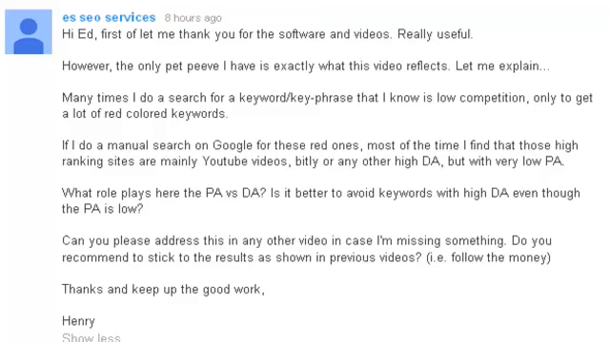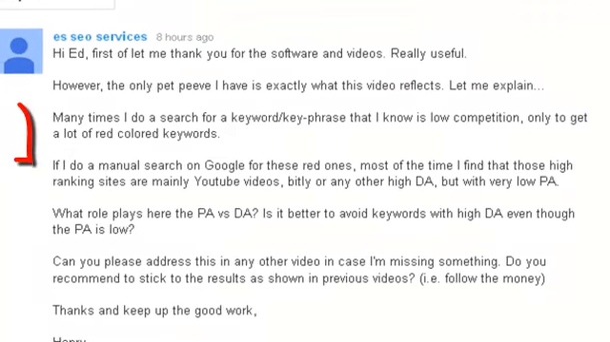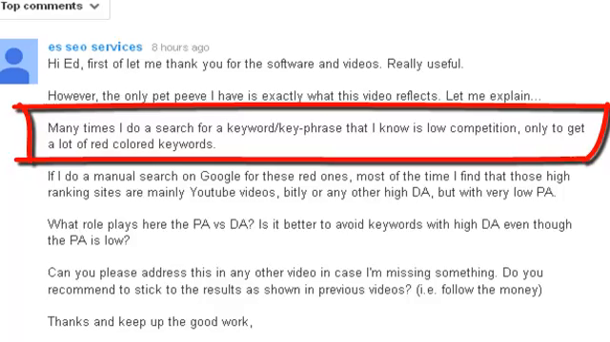Now let's get back to the question that was asked by Henry. Many times I do a search for a keyword phrase that I know is low competition, only to get a lot of red colored keywords. I'm not sure how you know it's low competition. I would love to understand what you're using as a yardstick so I have a better understanding of what you mean. So let's continue.